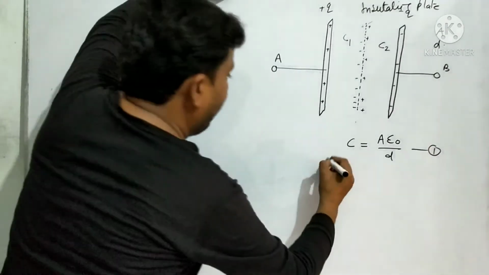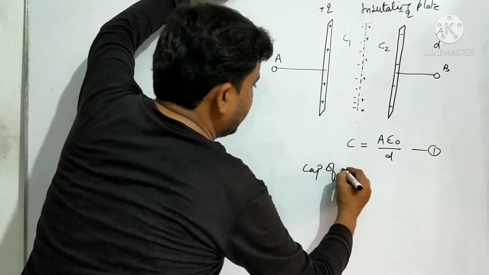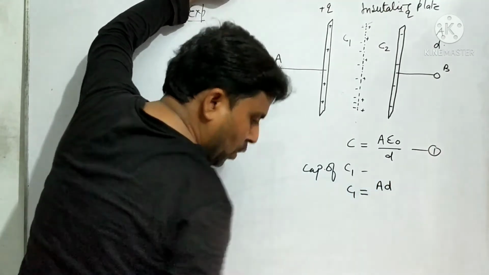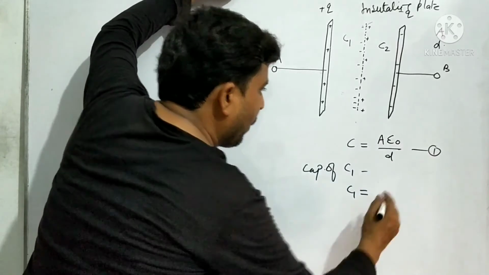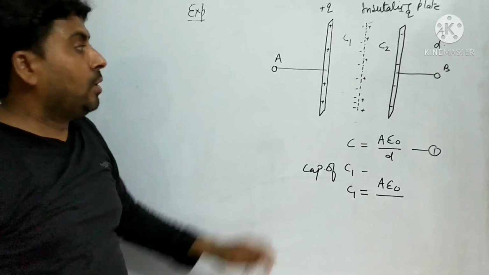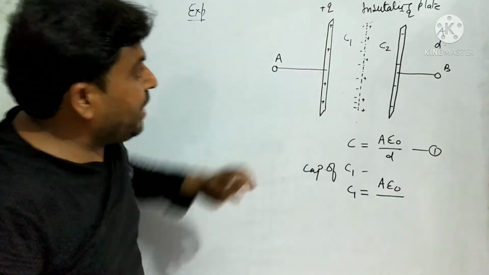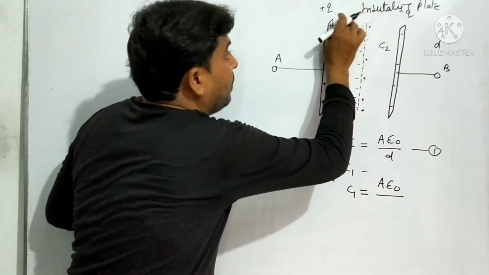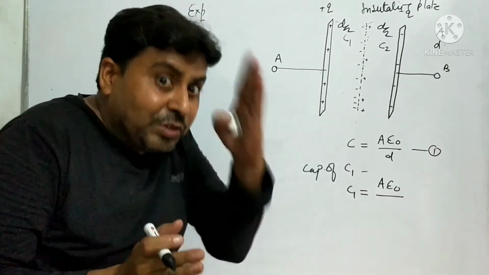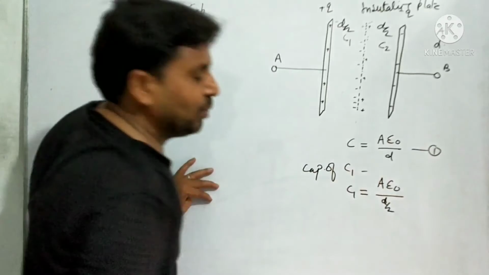Clear? After inserting, the capacitance of the first capacitor is C1, equal to A epsilon naught over d. The area remains the same because we always consider the plate's area. But d becomes d by 2, the distance divided into two halves. Clear? So d by 2.